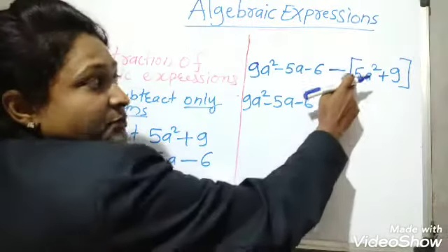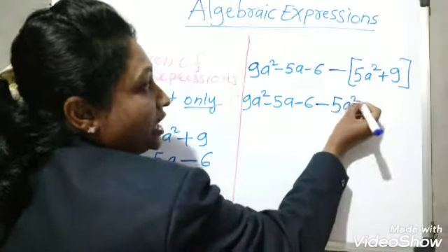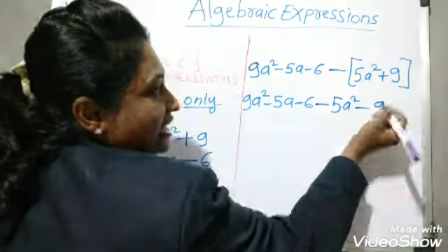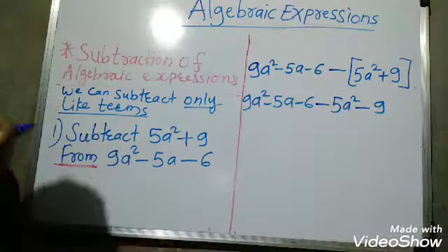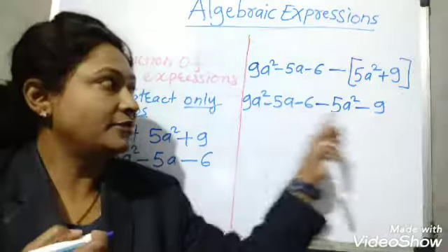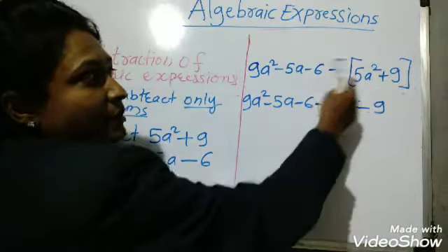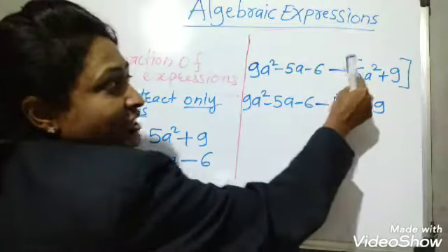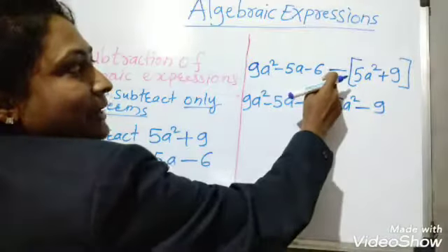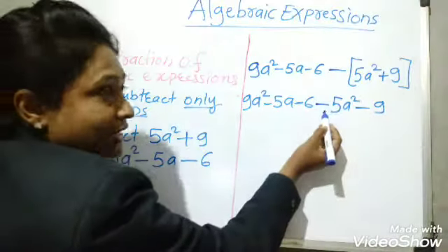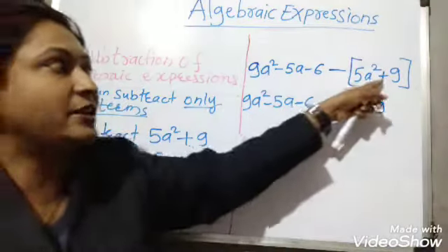5a square, it is plus, sign is not there means it is positive, so it will become negative 5a square. And this plus 9 will also become -9, and if here -9 was there it would become plus. Now our second step is: take like terms together. And you understand, students, why I took this minus? Because this subtraction sign is for the whole expression, so we took this. Now out of bracket minus sign is there, so plus 5a square becomes -5a square, and here also plus 9 will become -9, and if here minus was there it would become plus.